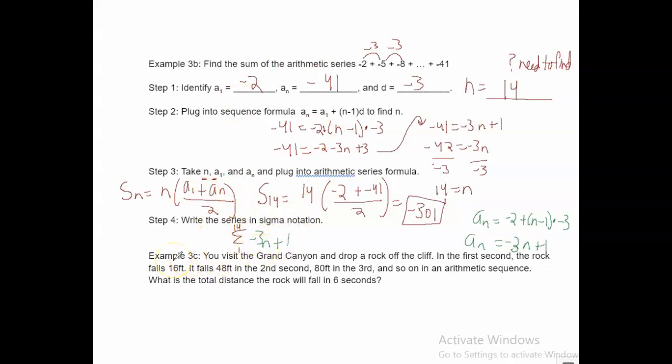The last example: you go to visit the Grand Canyon and drop a rock off a cliff. In the first second, the rock falls 16 feet. The second 48, and then 80. So it wants to know the distance it fell in 6 seconds.